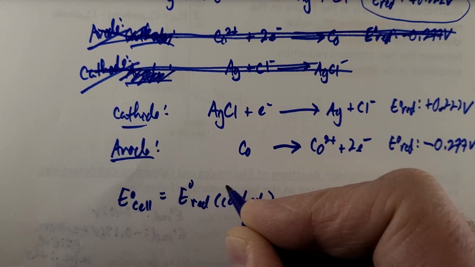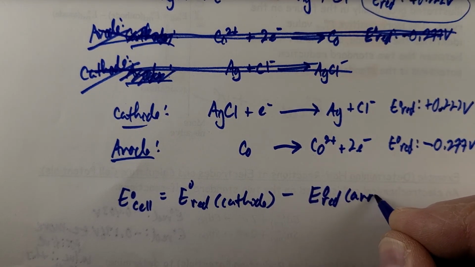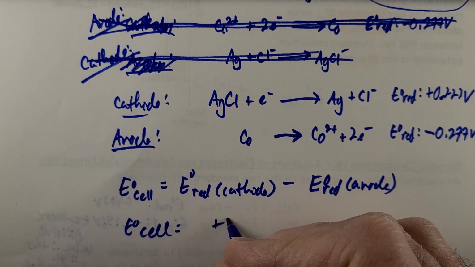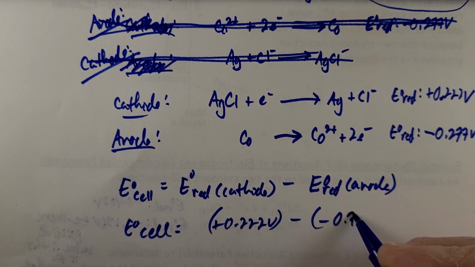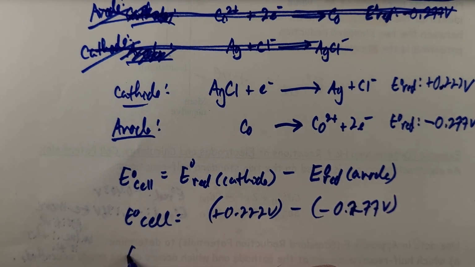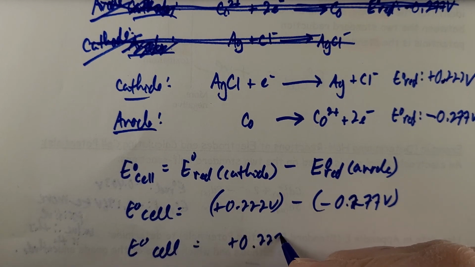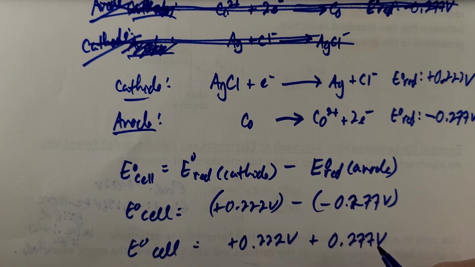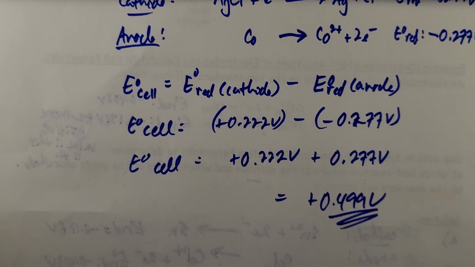So the reduction potential at the cathode minus the reduction potential at the anode. So at the cathode, plus 0.222 volts minus negative 0.277 volts. Then we can whiz through this. This is easy street now. And these questions aren't easy. Just don't make the same little error I did with the switching. So that works out to be plus 0.499 volts. There we go. There we have it.